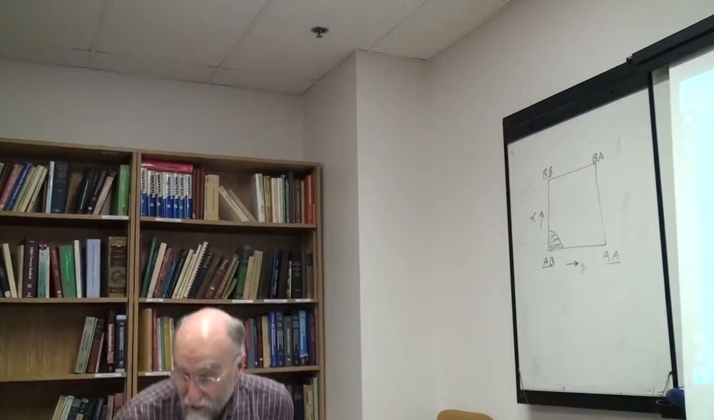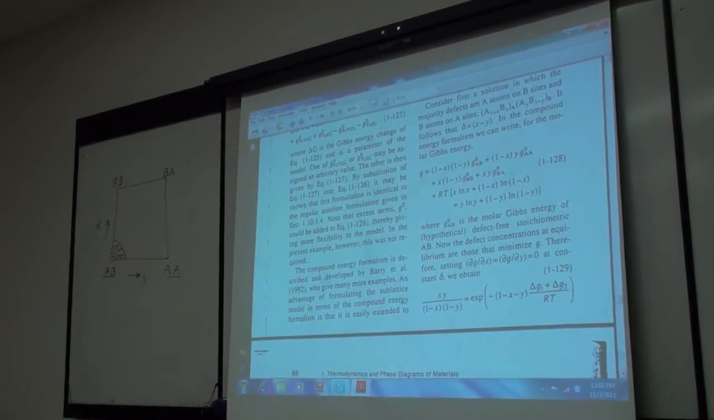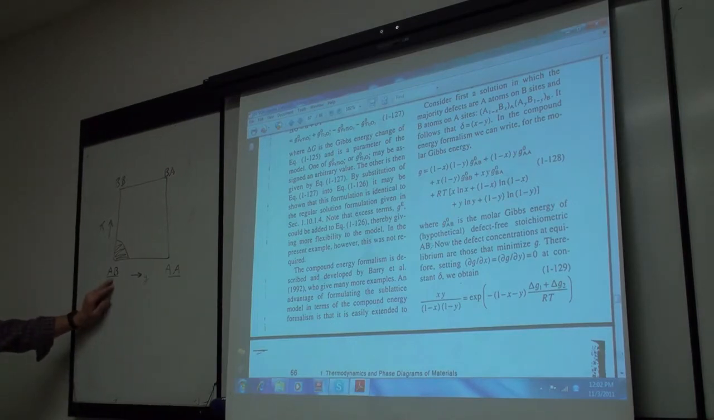Okay, let's work this out just to show you what would happen. Now this can all be done by FactSage, but let's look at the actual mathematics. G naught AB is the molar Gibbs energy of hypothetical defect-free stoichiometric AB. Now what do I mean by that? Why isn't this the Gibbs energy of real AB?